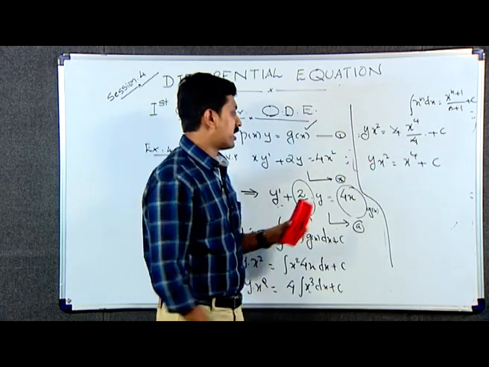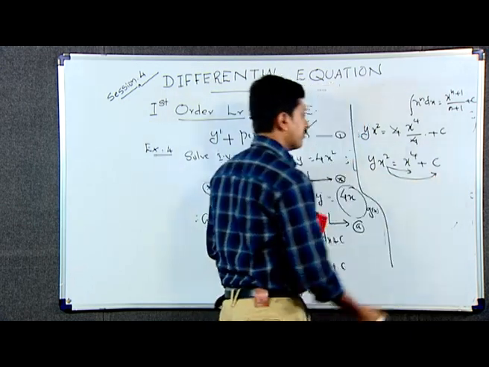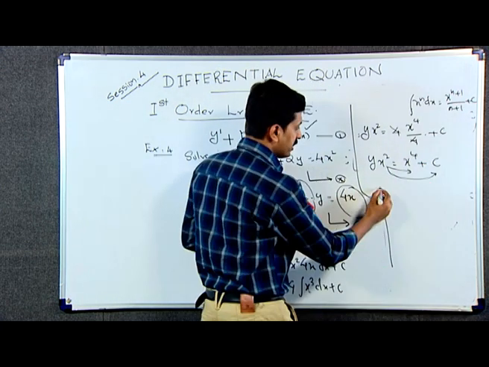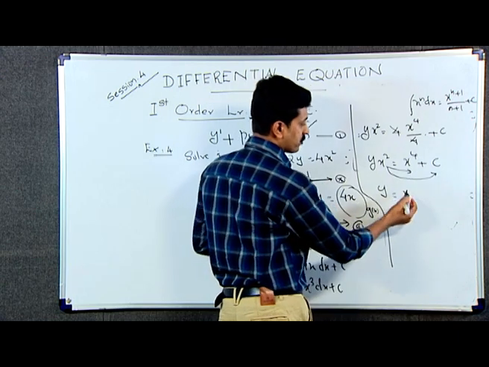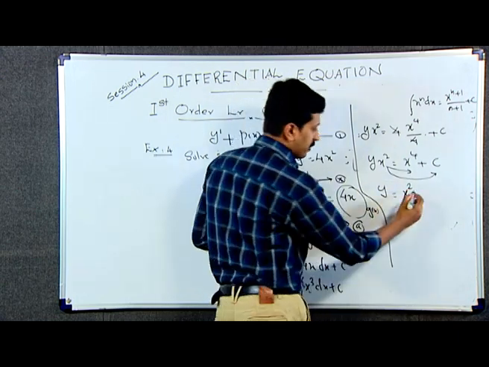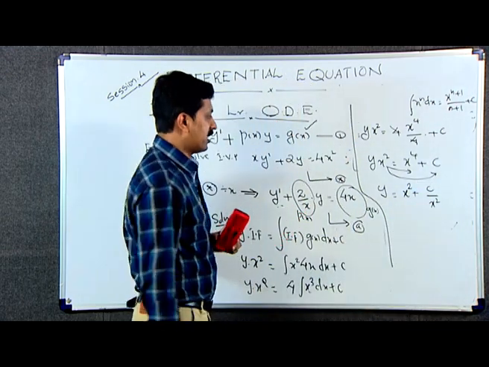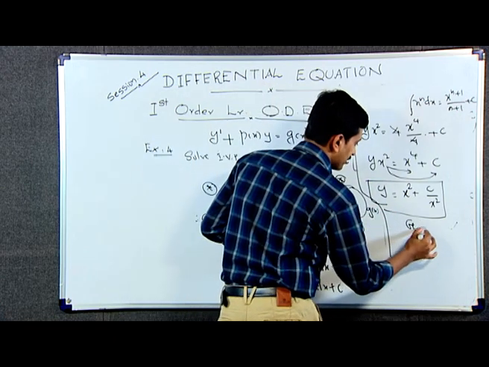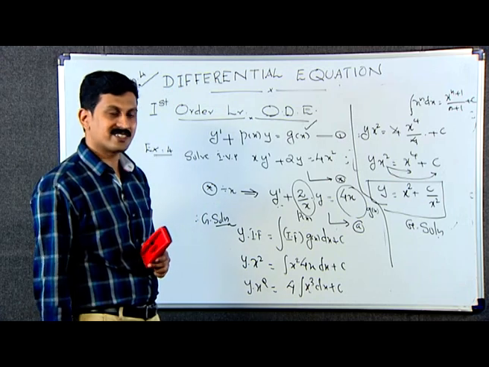We have to make y alone, so we are taking x square to the other side as well. Therefore, y is equal to x raised to 4 divided by x square, which is x square, plus c divided by x square. This is the general solution of the given differential equation.